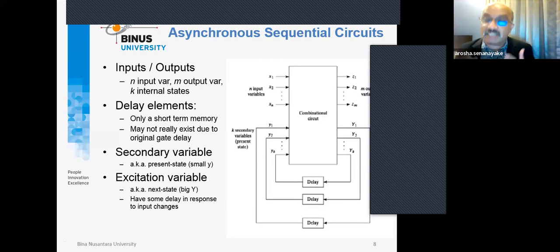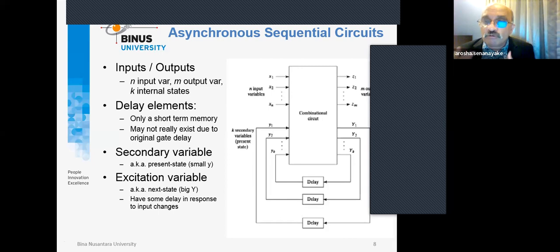Of course, it does not exist as such, because this delay circuit might automatically come from what we have here, a combination of combinational circuits or sequential circuits. So we are going to see those really today.